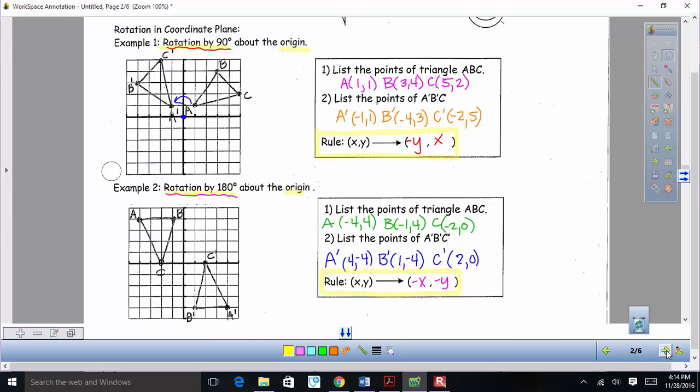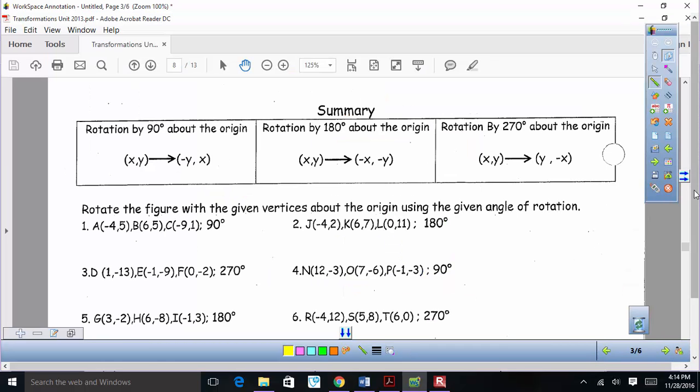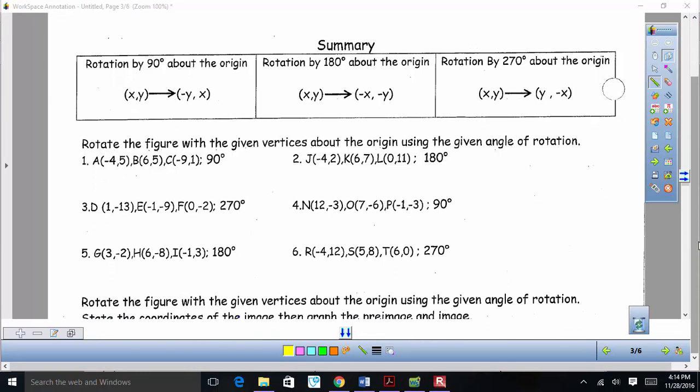Okay, so let's just look at some coordinates now. But before we do that, you may want to write these down on note cards. So if we're rotating 90 degrees, the rule is going to be (-y, x). So we swap our x and our y, and we make y negative.